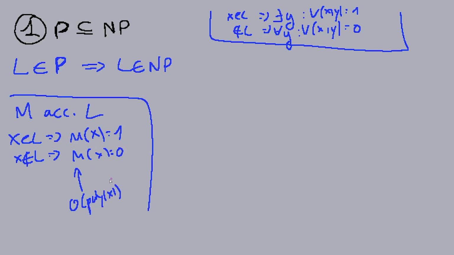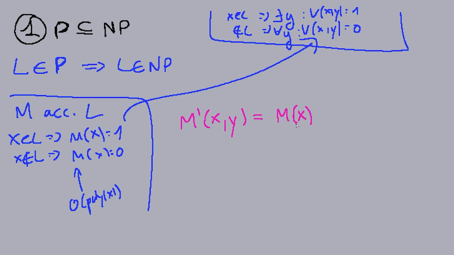So how do we use this Turing machine M to create, let's say, a verifier here? A very easy way to do so is just to ignore any variable here. For example, you could say that M' that accepts the input x and y will just output M of x without dealing with y.